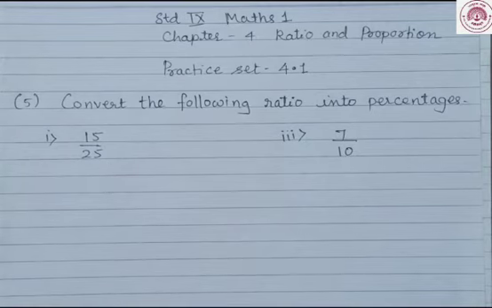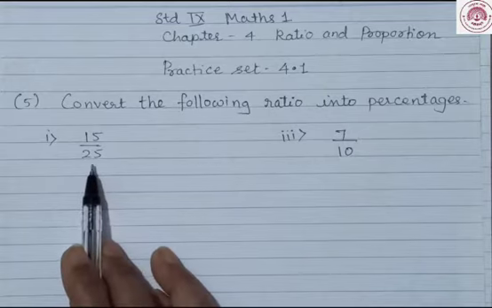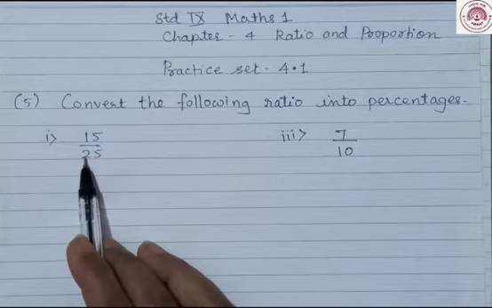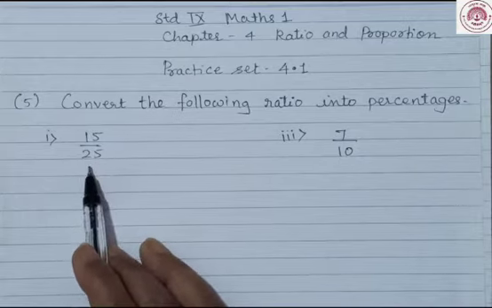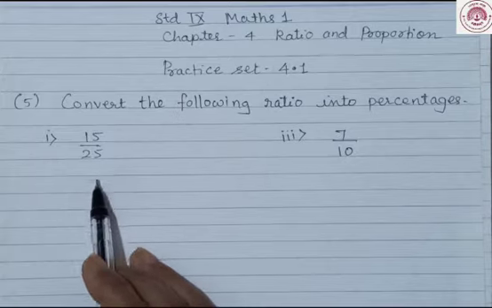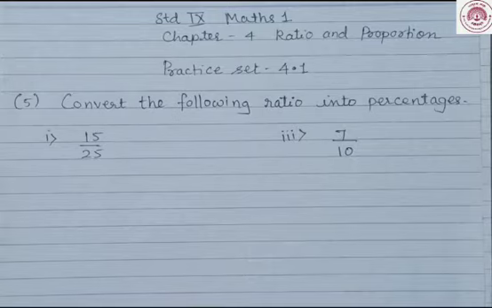Now children, we know in the ratio of two numbers, if the second term is 100, then it is known as a percentage. Second term means the denominator, or the successor. So we have to convert the denominator or the successor here into 100, to convert it into percentage. So let's take the first one.